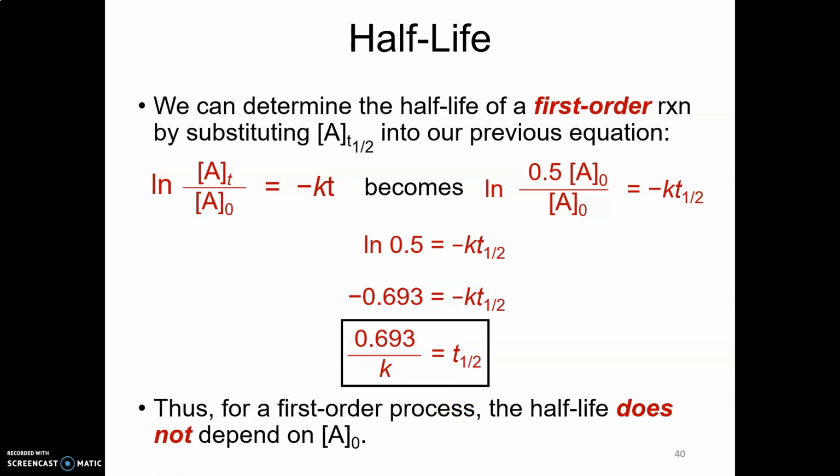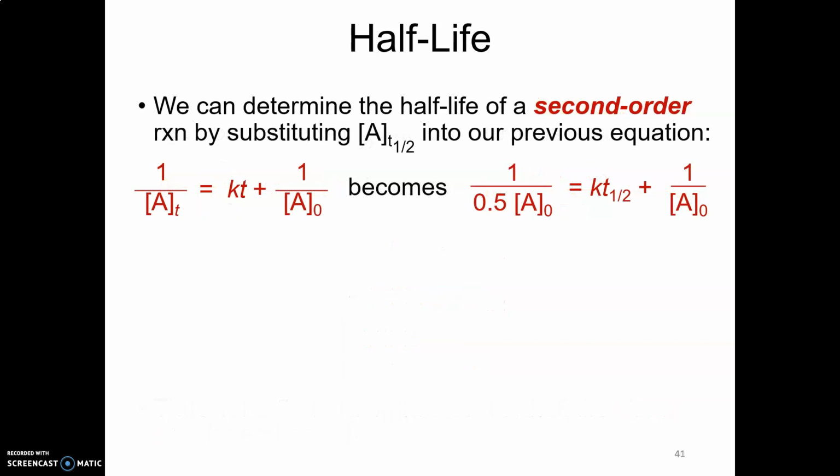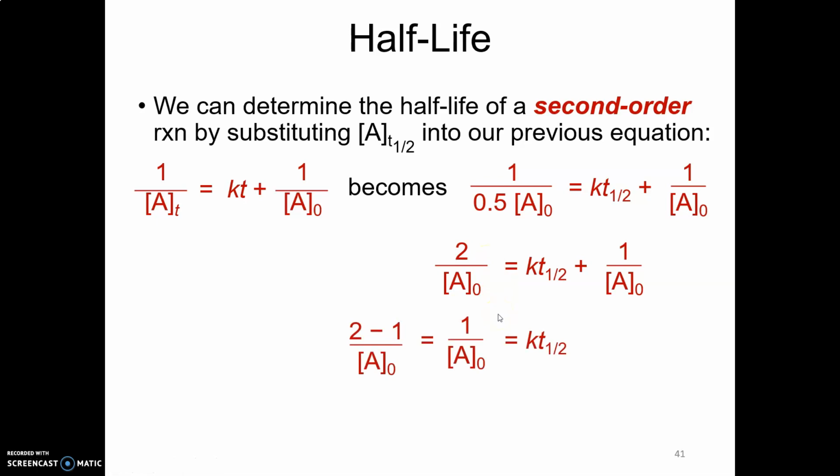All right, what about for second order? Here is our integrated equation for second order. Again, we're going to substitute T1/2 for T, and we're going to substitute a half A0 for AT. Again, we're just going to do some algebra. The first thing we can do is say 1 divided by a half is 2. Do some simplification here to get to here. Then we want to get our fractions on the same side, and since they have the same denominator, we can combine them. So it's 2 minus 1 over A0, which is just 1 over A0, is equal to K T half.